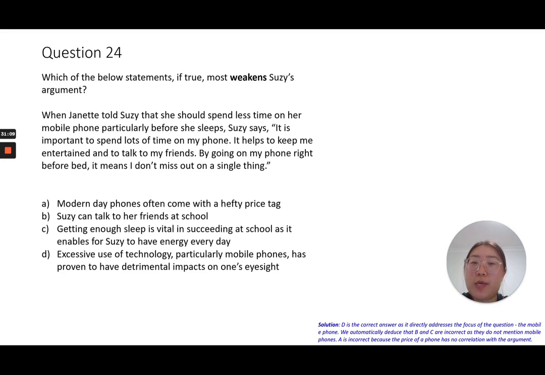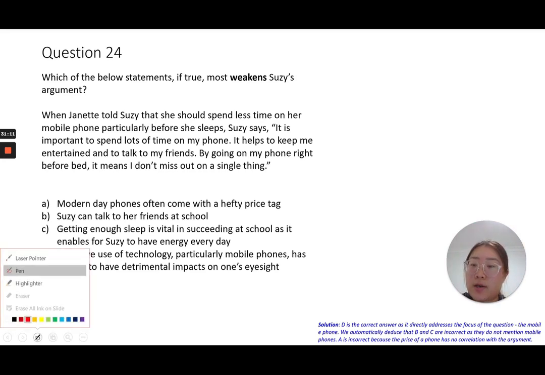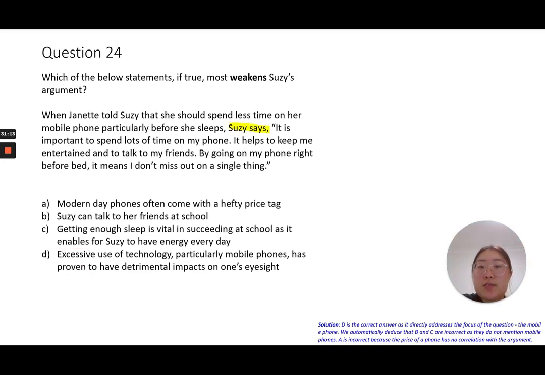24. Which one would weaken Susie's argument? What is her argument? Let's highlight it. Susie says, it is important to spend lots of time on my phone. It helps keep me entertained and talk to my friends. By going on my phone right before bed, it means I don't miss out on a single thing. So we want something to oppose directly Susie going on a phone a lot.